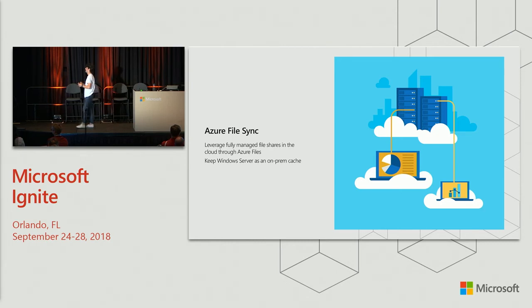So for those who aren't familiar with Azure File Sync, it allows you to leverage fully managed file shares directly in Azure, but also retain Windows Server as an on-prem cache. So all of your data continues to be accessible locally. You benefit from having that low latency access times, but also you can tier that data to Azure and benefit from having a bottomless storage tier for your cooler data.